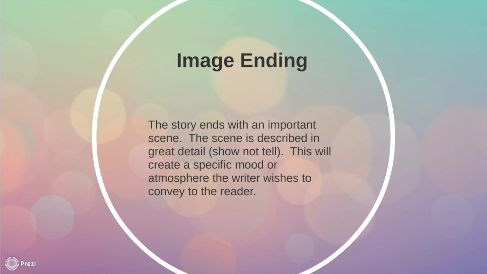Okay, another way to end your narrative story is to have an image ending, so you can actually describe that final scene in great detail. So we've discussed showing, not telling, and this is where you create a specific mood or atmosphere. So it almost merges a little bit with writing to describe here. So you have your final paragraph where you really create a specific mood or atmosphere, and you show your reader perhaps what your character is seeing, hearing, tasting, touching and smelling. So you focus on the senses right at the very end.